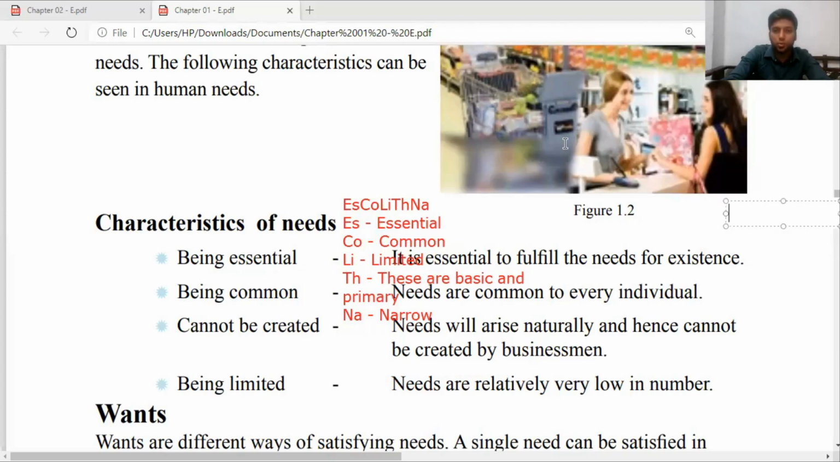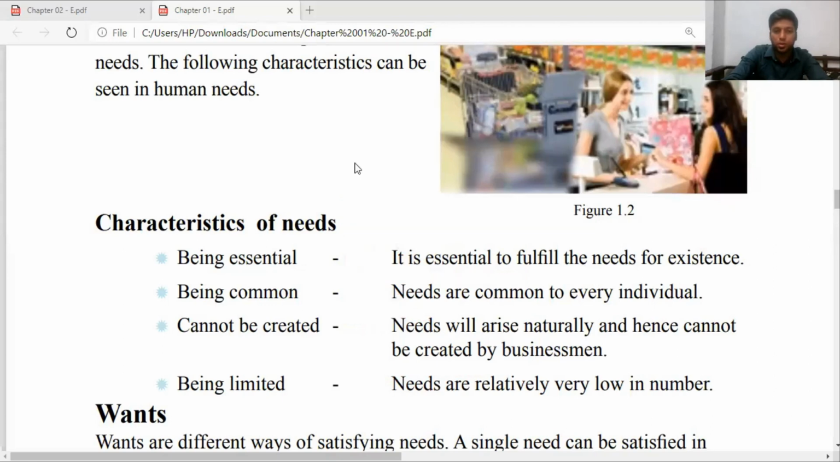I can use my whiteboard if you really want. Okay, I hope you guys can see my whiteboard. So what did I say? It is about needs, right? So I already gave the characteristics of needs. So I'm going to give you the wants characteristics. How easy it is.